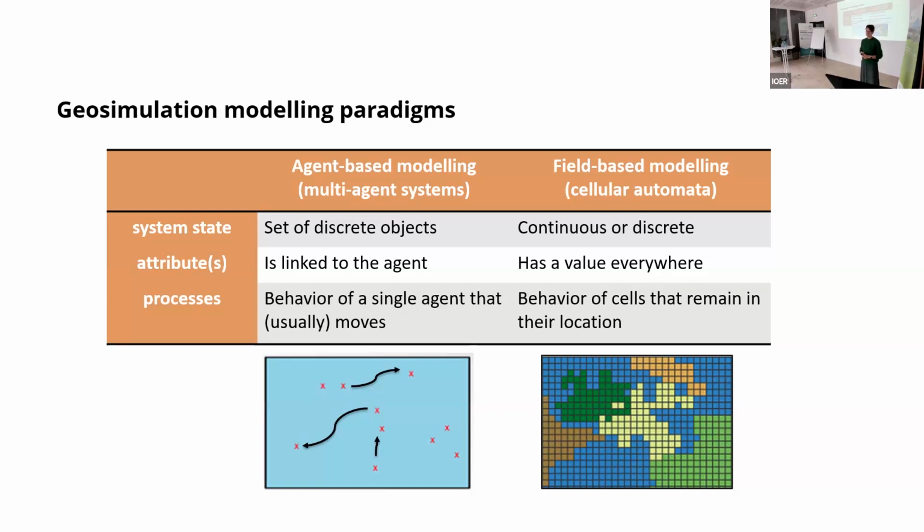On the other hand, we have field-based models where the system state is continuous or discrete and has a value everywhere. And the behavior that we implement is the behavior of cells that remain in their location. So if in a field-based model we want to indicate movement, we need an object to be passed on through cells. So it's quite a different way of implementing your system. And this is, of course, analogous to the vector versus raster that you may know from GIS.